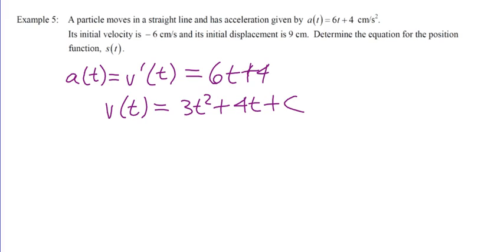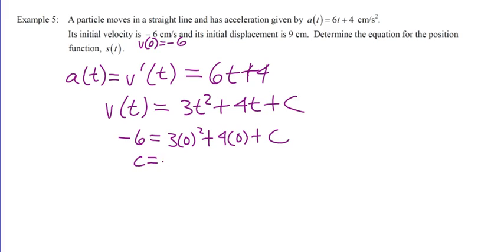Okay, now information comes in, right? It's initial velocity, so what does that mean? When t is equal to 0. So v of 0 is negative 6. So negative 6 is equal to 3 times 0 squared plus 4 times 0 plus c. So c is negative 6. So now we have velocity.